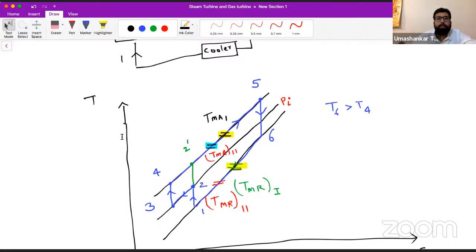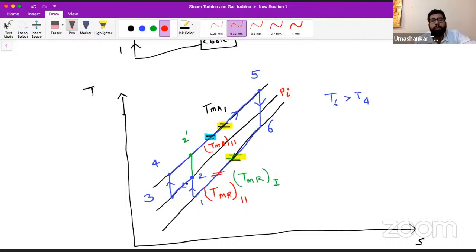Okay. You can see from 1 to 2, we have explained all this. From 1 to 2, what is happening? Pressure is increasing at constant entropy, so we are reaching the next pressure line. Then at the same pressure line, heat rejection takes place, so our entropy decreases, temperature decreases, and we reach this point 3.